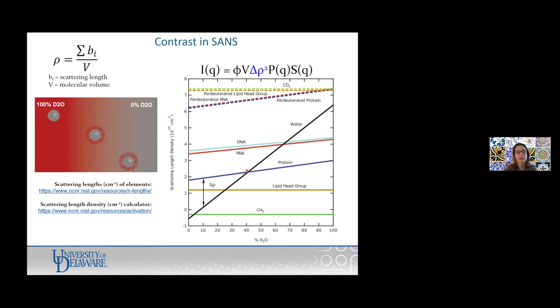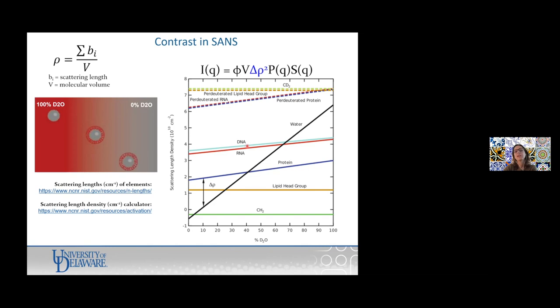And at some point, something interesting happens: these scattering length densities cross. You can see here, roughly around 40% in this case, the scattering length density crosses. What this means is that you have the same signal from your protein and from your solvent, so the contrast is then zero. So basically you don't see the protein in your sample. So you can imagine that if you had a system, for example, that had DNA present there, at this point when you were using 40% D2O, you would not see the contribution from the protein, but you would still see the contribution from your DNA.